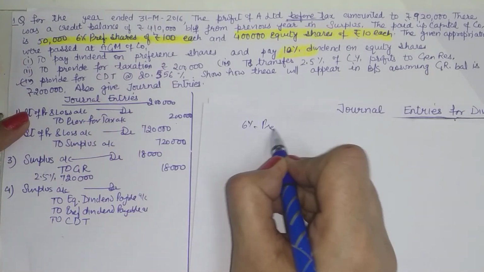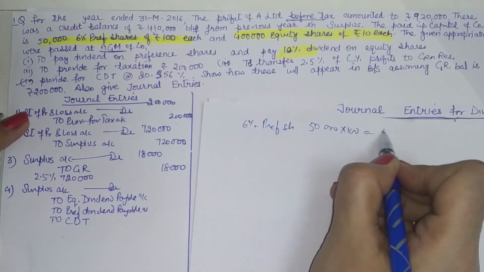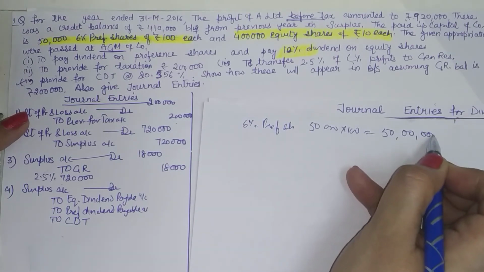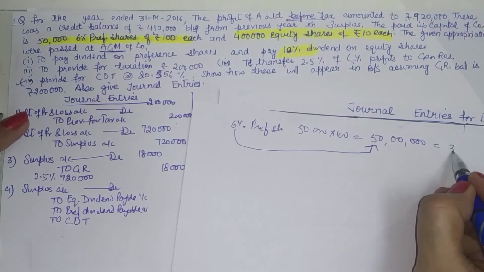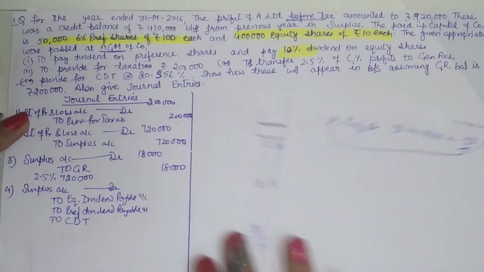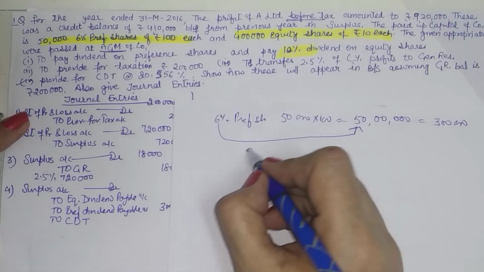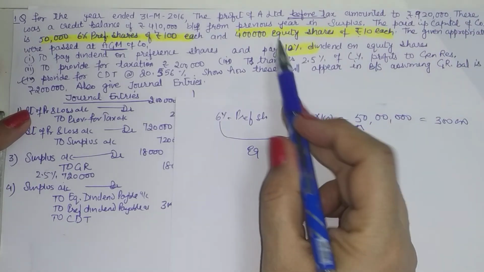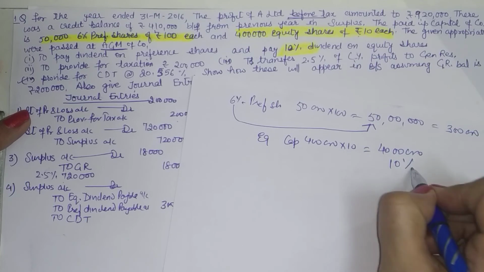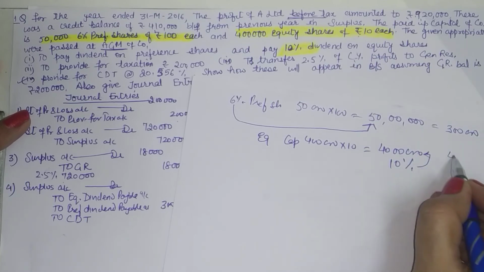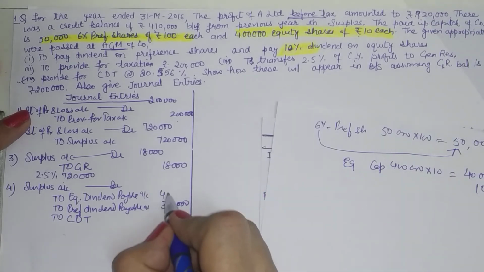Now you have 6% preference shares, 50,000 shares of 100 rupees each. That means your capital is 50 lakhs. So 6% of this capital will be 3 lakh rupees. So your preference dividend is 3 lakh. Your equity capital is 40 lakhs, and if you happen to give 10% dividend on this, it will be 4 lakhs. So total 7 lakh rupees of dividend is to be given.